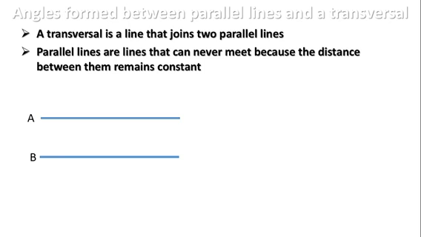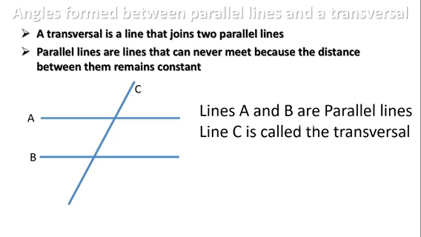And then if you have line C like that, that is what you would call a transversal. It's a line that connects two parallel lines together. So we label that lines A and B are parallel lines, while line C is called a transversal. This is important to not forget.